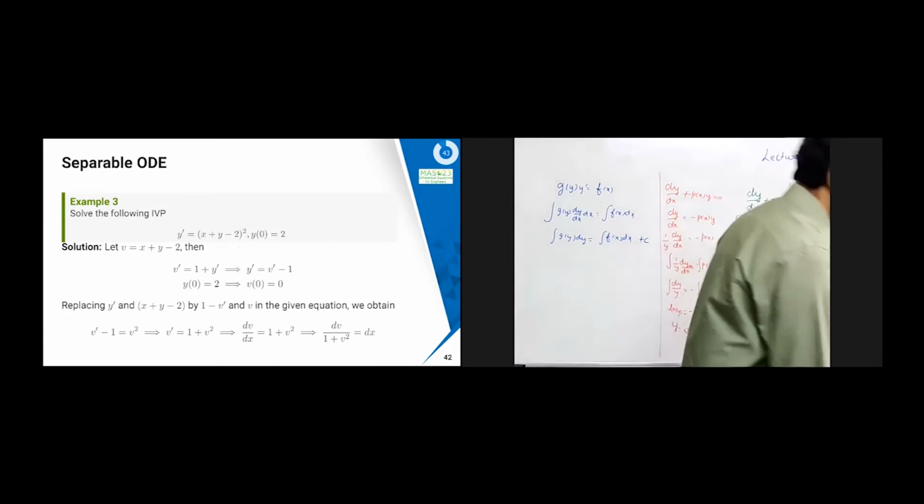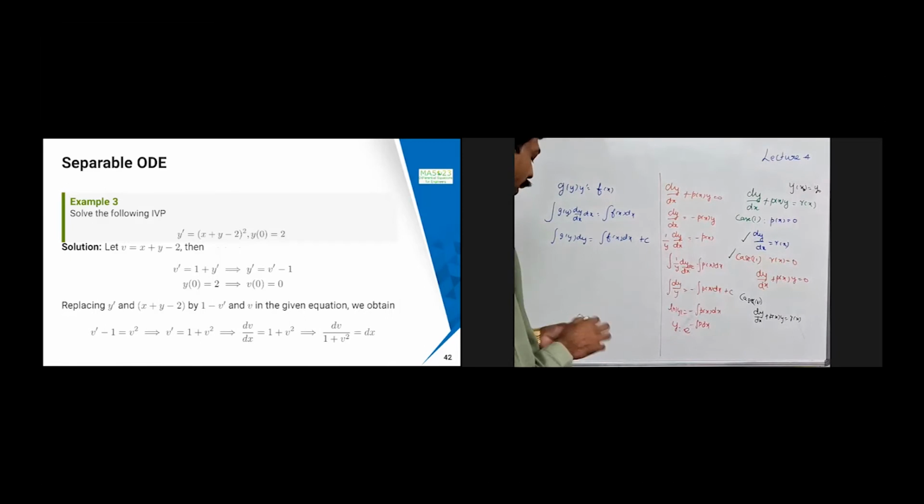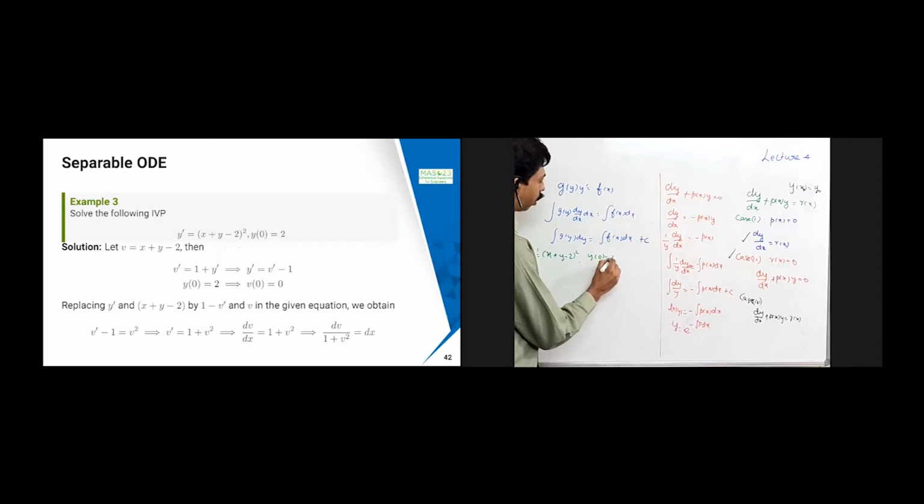For example, you can take a simple problem: y' = (x + y - 2)^2, and it is given that y(0) = 2. In this case, I am going to put in a substitution. Take v = x + y - 2. Then dv/dx = 1 + dy/dx.